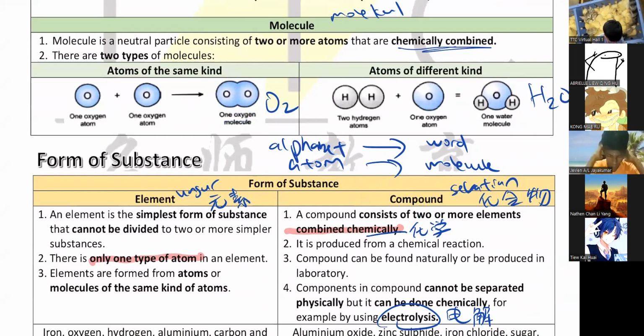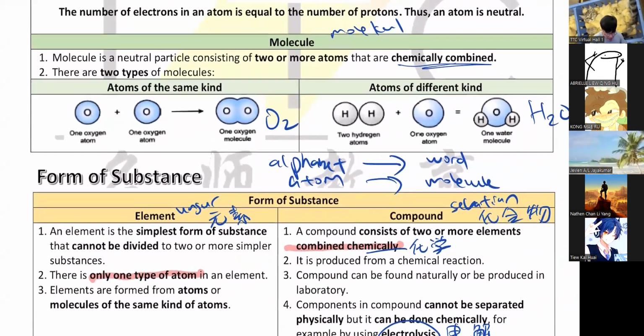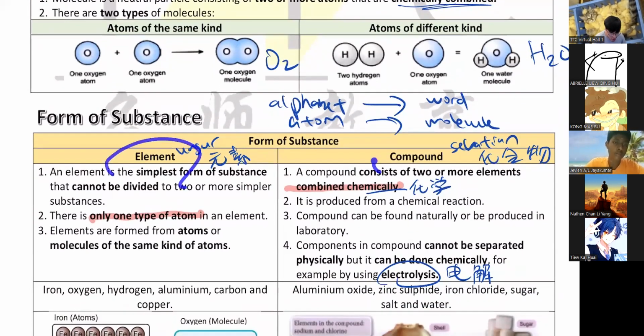Okay, anyway, let me explain this again. Put it this way: for atoms and molecules, we refer to the number of particles. When you have one particle, it is called an atom. Two or more, we call it a molecule. So that's the difference. And for elements and compounds, they are about the types. One focuses on the number, one focuses on the type.